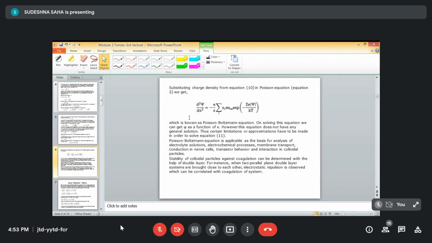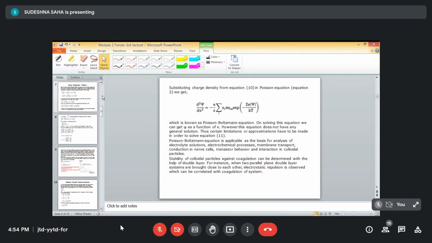Rather, we use certain assumptions in order to obtain certain correlations. And from this equation we can actually find out whether the particles or the colloids are stable in nature or not. So we can predict whether coagulation can be achieved or not from this Poisson-Boltzmann equation, and that we will see within a couple of minutes. We will try to see the DLVO theory, and from there how we can correlate that.